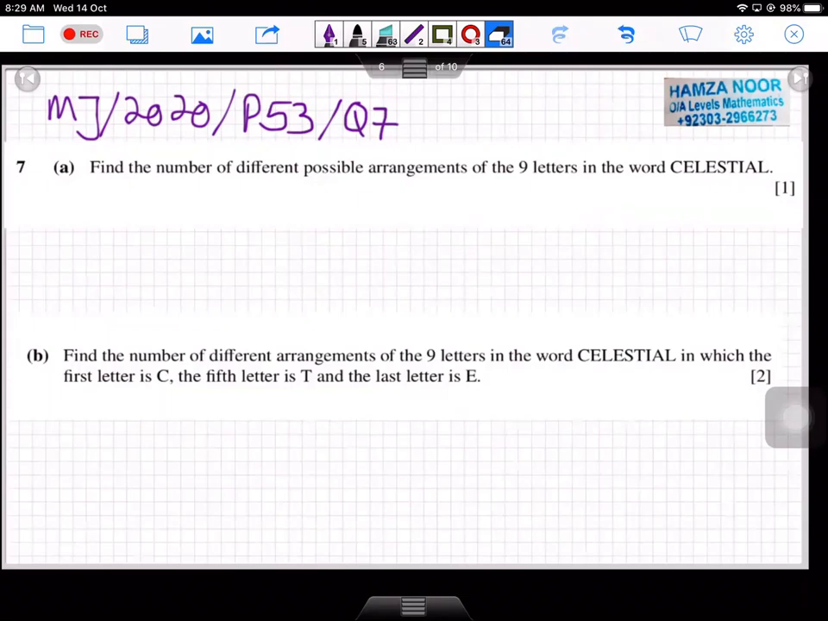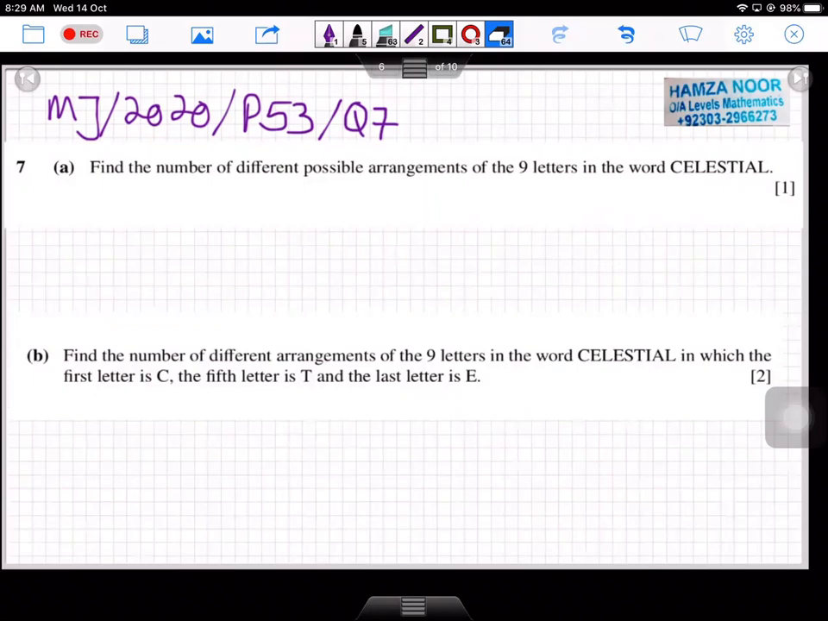Today is the big day, 14th of October 2020, and my best wishes to all of you. Students have worked so hard throughout the year, all of the institutions, all of the teachers. Good luck to all of them. And now it's the time to prove what you've got.